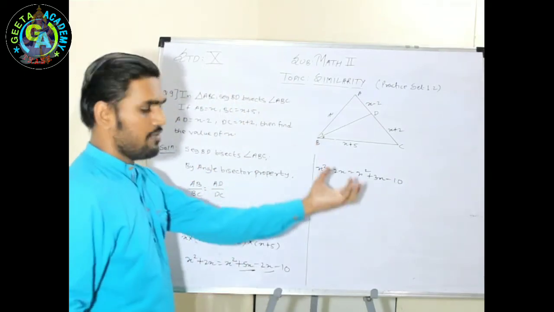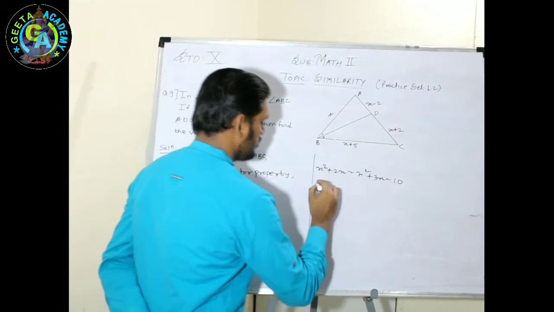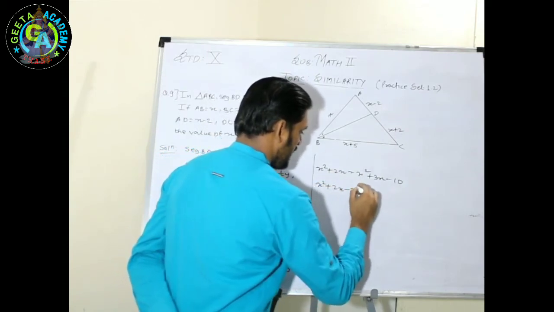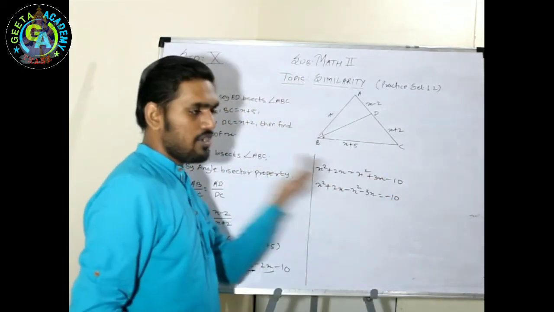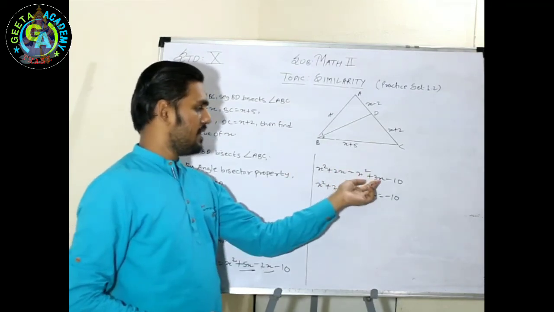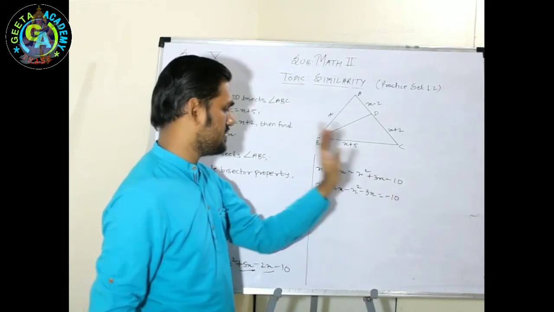As we know that we will bring all the variables on the left hand side and we will leave the number on the right hand side. So it will be x square plus 2x minus x square minus 3x is equal to minus 10. We brought the variable to the variable side, so x square was positive, it will become negative, plus 3x it will become minus 3x, and we will be left with the minus 10 only.